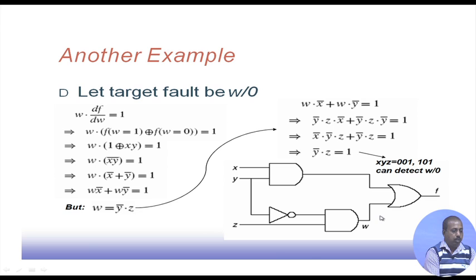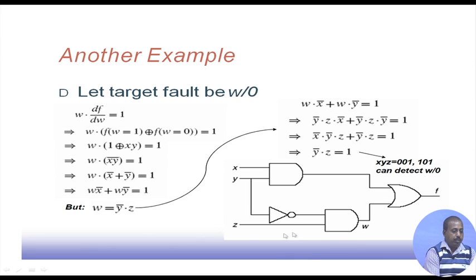If w equal to 1, then naturally this gate output is 1. With w equal to 0, the value becomes xy. So it is 1 XOR xy, which is xy bar. So w and xy bar should be equal to 1. We expand it by De Morgan's law, so we get w x bar plus w y bar equal to 1. This is the condition.